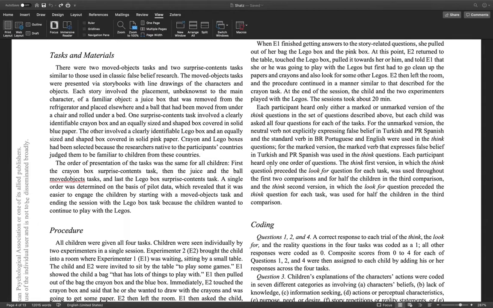The order of presentation of tasks was the same for all children. First, the crayon box surprise contents task, then the juice and the ball moved objects task, and last, the Lego box surprise contents task. A single order was determined on the basis of pilot data, which revealed that it was easier to engage the children by starting with the moved objects task and ending the session with the Lego box task because the children wanted to continue to play with the Legos.